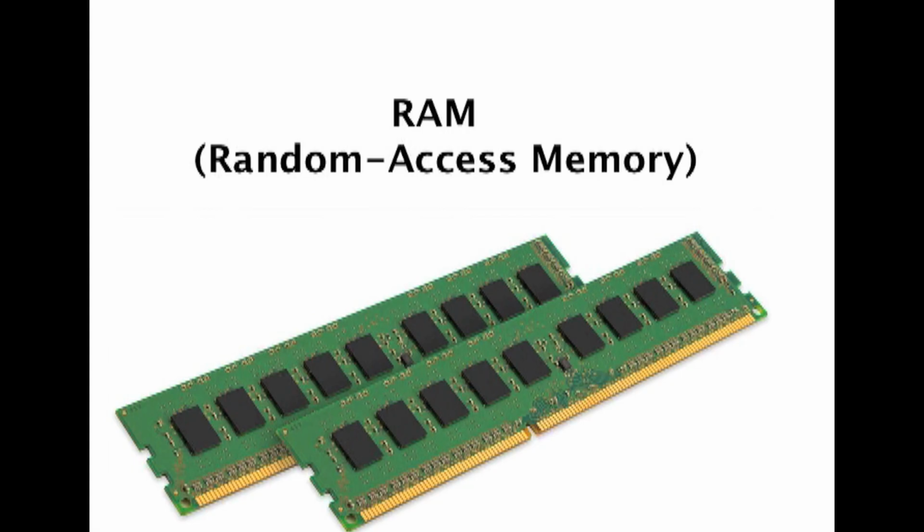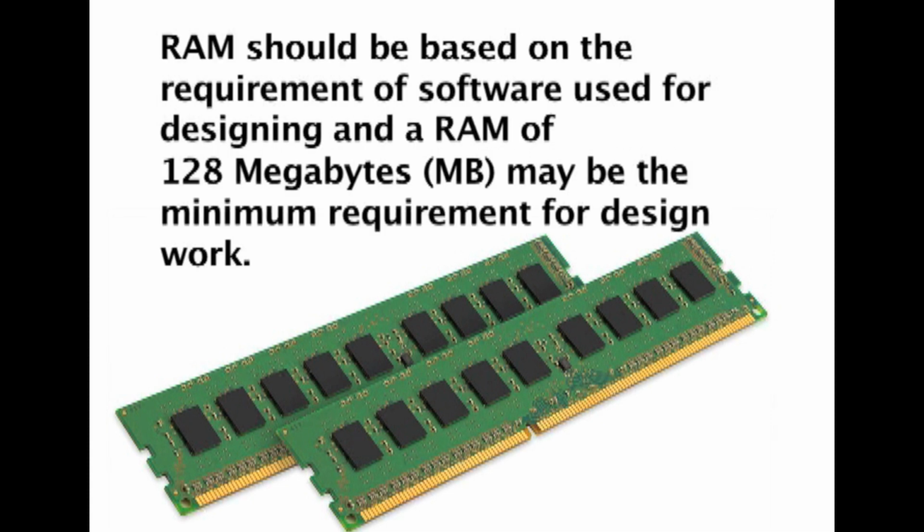The kind of processor used also affects the CPU's processing power. Pentium processors are faster, and there are Intel Core i3, i5, i7, i9 or the fastest processors available in the market. Coming to the random access memory, it is a storage space that holds the drawing and program while they are in use. RAM should be based on the requirement of software used for designing, and a RAM of 128 megabytes may be the minimum requirement for design work.